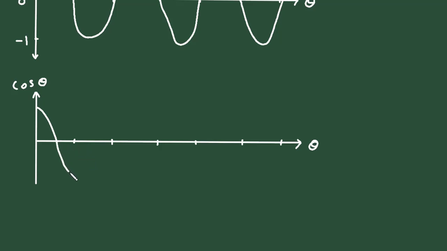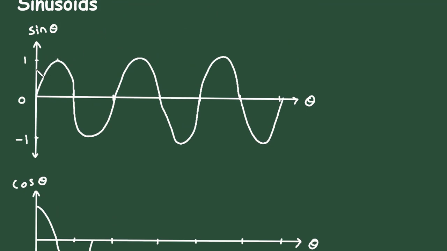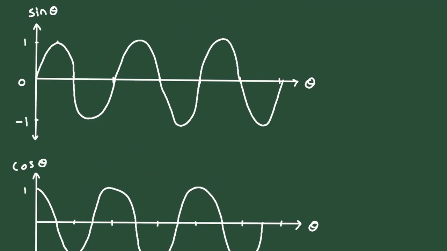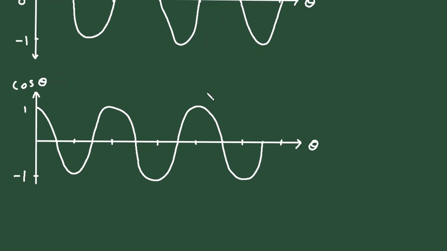Both sine wave and cosine wave are the same, but there is some phase shift. It is starting from 0 for sine, and for cosine, the waveform is starting from this maximum point, but both are the same waveform. Here also we can say this maximum value will be 1 and this minimum value will be minus 1. So, this is sine waveform and this is cosine waveform.